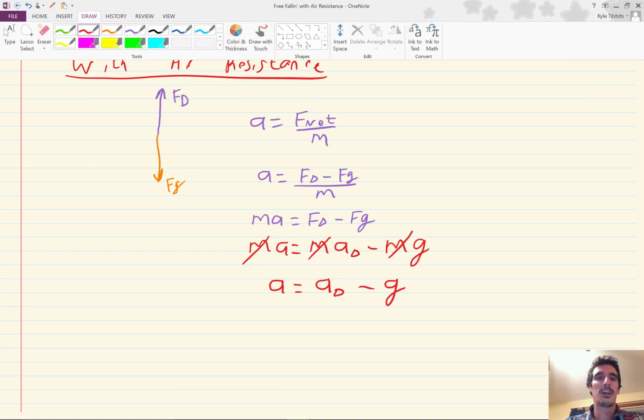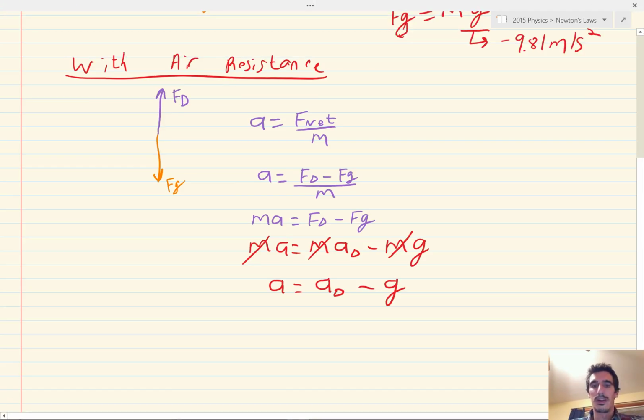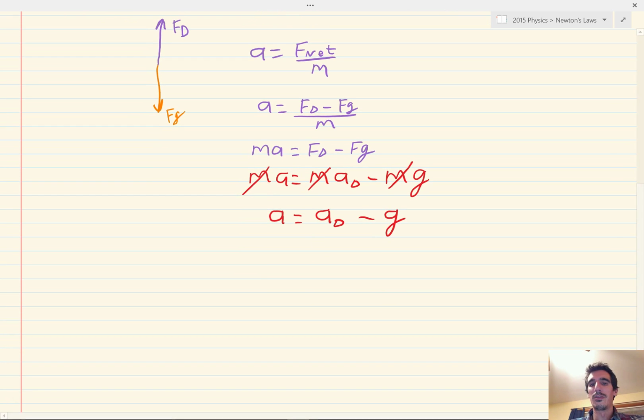Now, don't write this down, but if we ignored the drag force, the a sub d would go away and your acceleration would just be acceleration due to gravity. But now we have acceleration due to drag. So let's just do a few examples. Let's look at when a sub d is equal to 1 meter per second squared. What would be your acceleration?